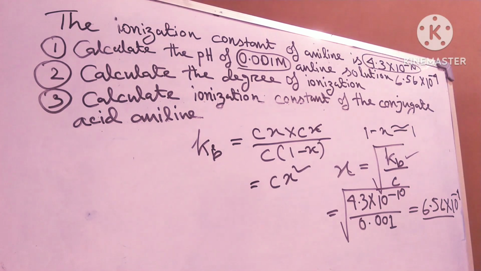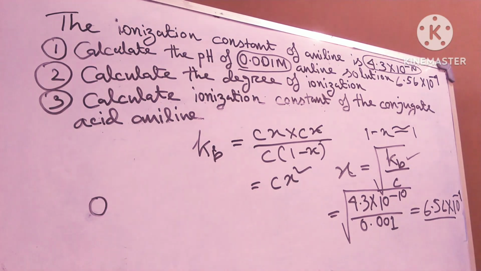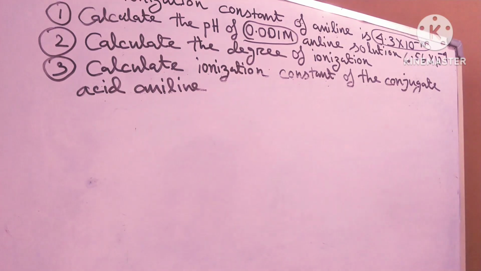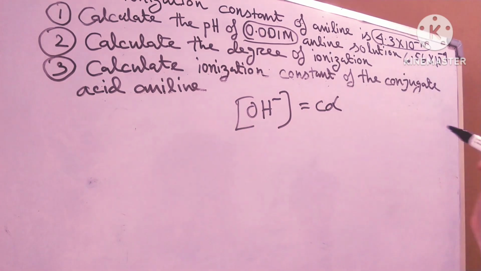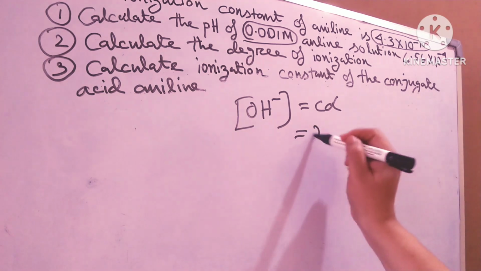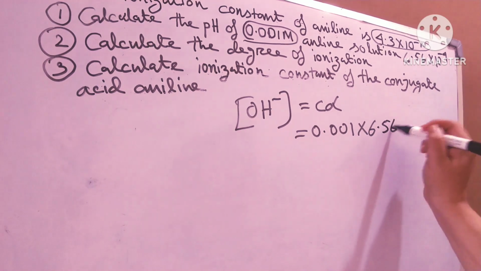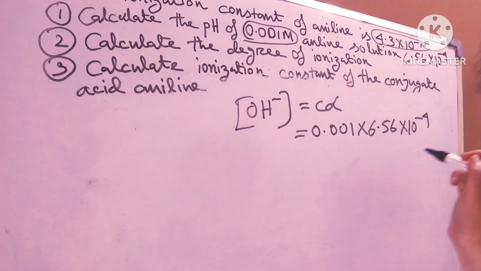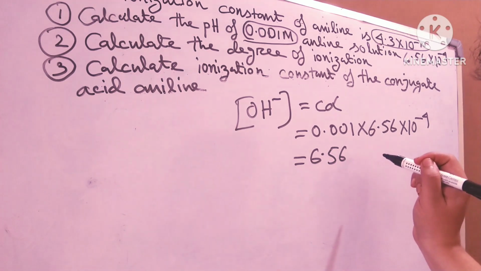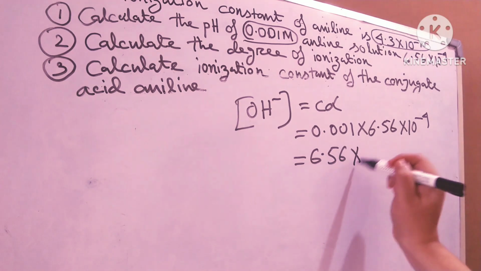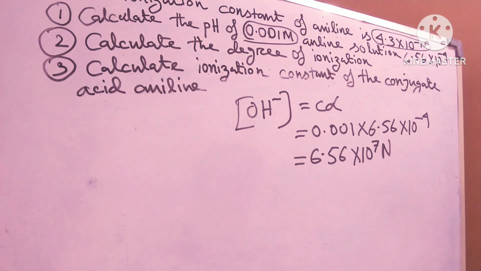Okay, now to find the pH. OH minus is equal to C alpha, and C alpha is equal to 0.01 into 6.56 into 10 to the power minus 4. So I get the value 6.56 into 10 to the power minus 6 normal. C into alpha is equal to normal. This is the normal value.